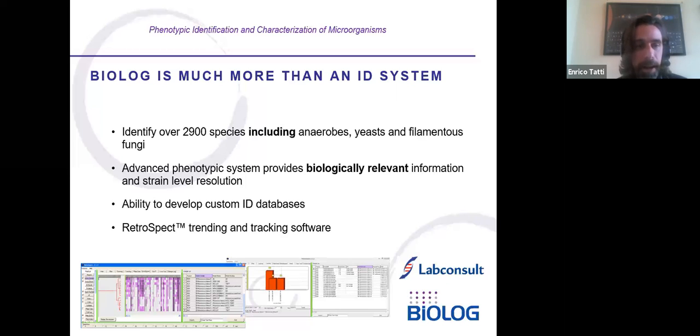And as I said, the last thing which is important for some of our customers is that the database is a closed database that you cannot change or play with, but you can create your own database that you can run together or separately for all those bacteria, yeast, fungi, and anaerobes that are not included in the original database. And you can then use our software that comes together with the system, which is called Retrospect, to create this database and do tracking and trending on the IDs that you do and find in your own setting. So it's a very complete package, together with all the validation and the 21 CFR Part 11 compliance. I think it can be particularly interesting.